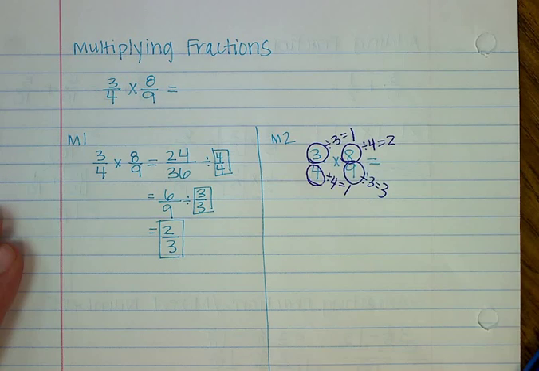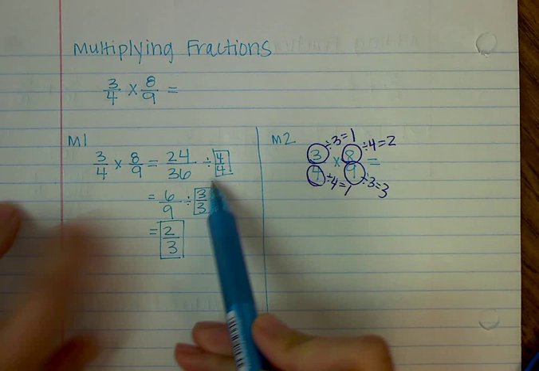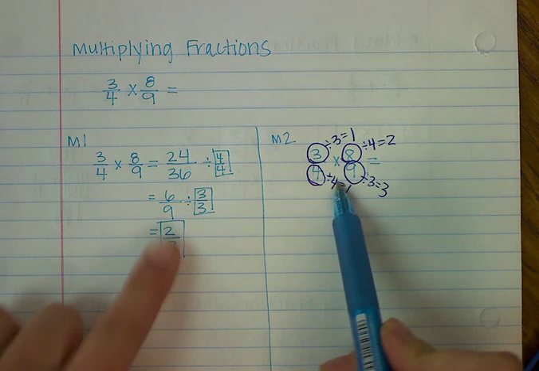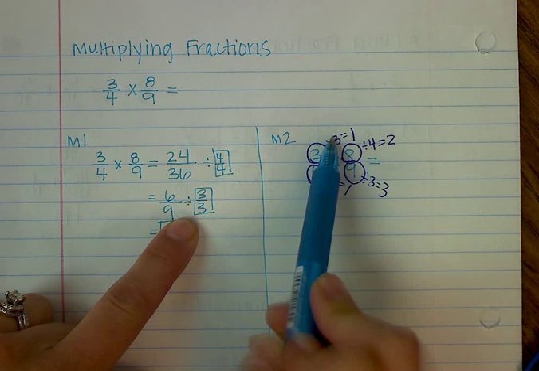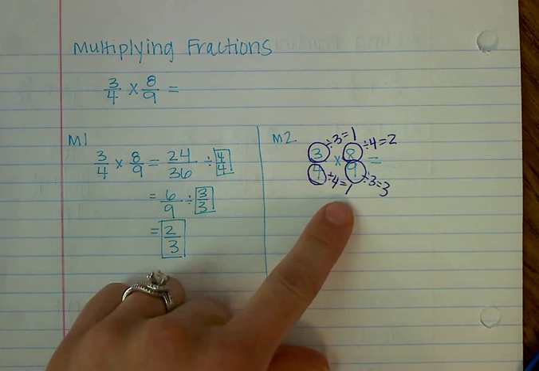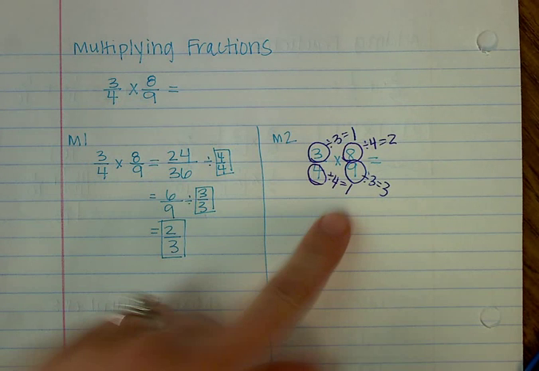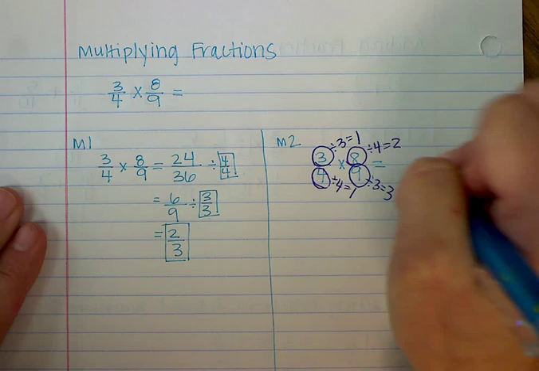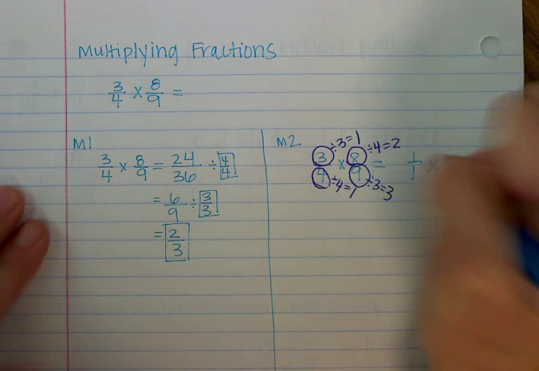So if you notice, over in method 1, I divided by 4s, which there's my 4/4, and down here I divided by 3/3, and there's my 3/3. So I'm going to rewrite these two fractions now. So my first one is 1/3, and my second one is 2/3.